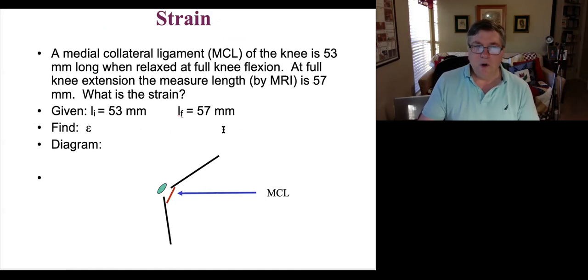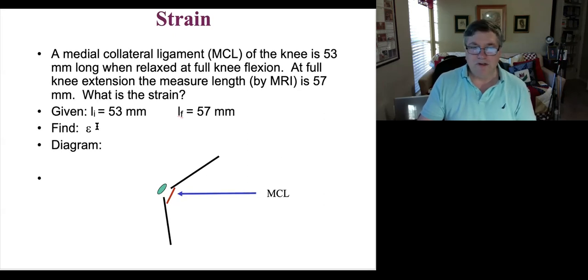We're going to do just a quick problem. Let's say we have a knee ligament that's 53 millimeters long when it's relaxed. When the bone starts extending, it's 57 millimeters long. So what is the strain? So the strain, again, is going to be the change in shape divided by that original shape. So it's a fairly straightforward thing. We use an epsilon to represent strain.